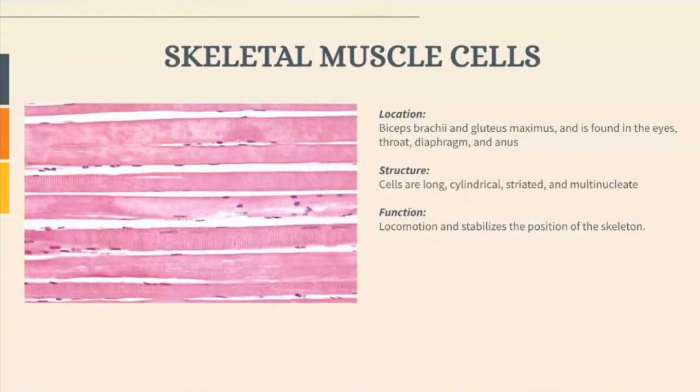Okay, next is skeletal muscle. So it makes up the biceps brachii and gluteus maximus, and it is found in the eyes, throat, diaphragm, and also the anus. The structure is long and cylindrical. You can see it is striated and multinucleated. Here is the nucleus. You can see, this is the nucleus, and it functions in locomotion and stabilizing the position of the skeleton.